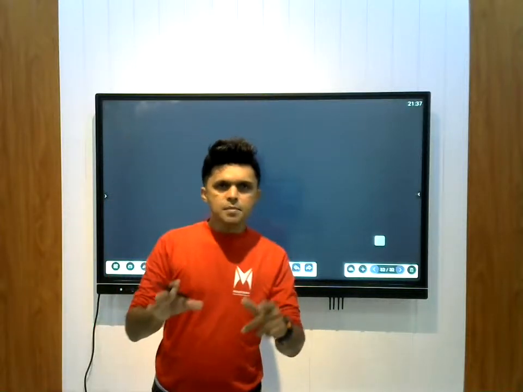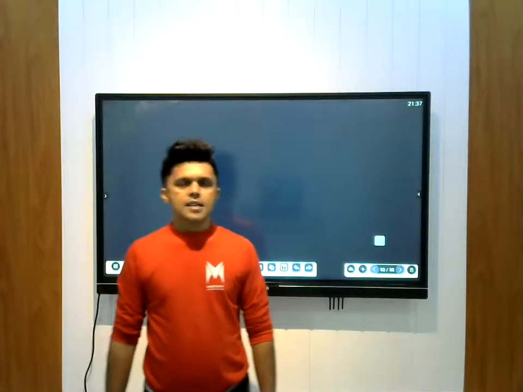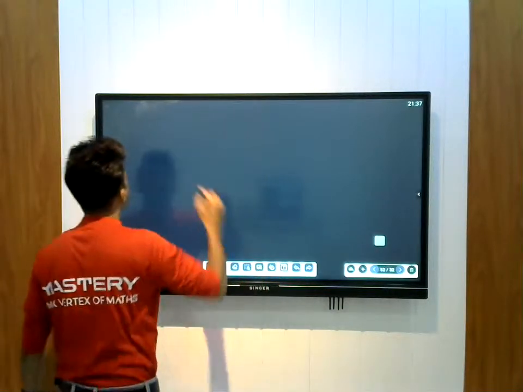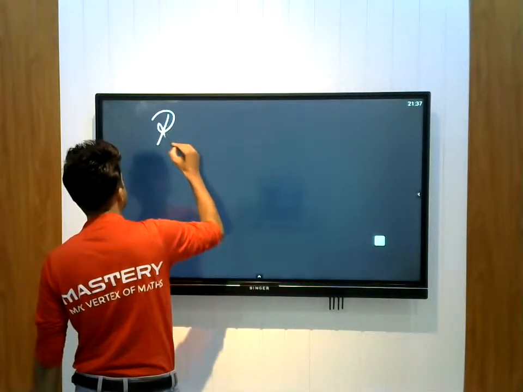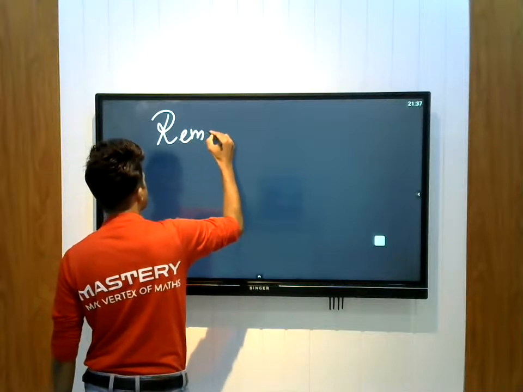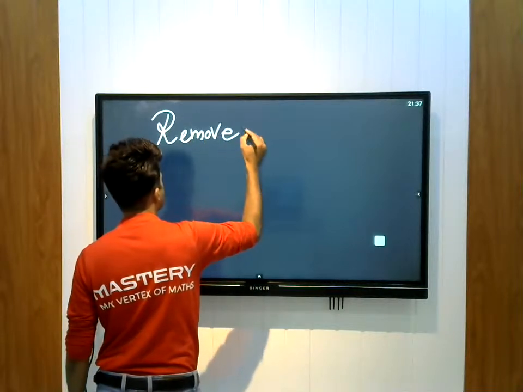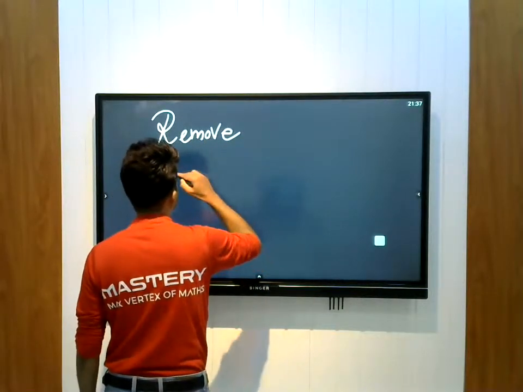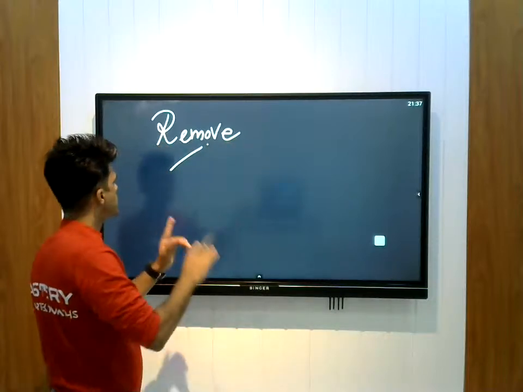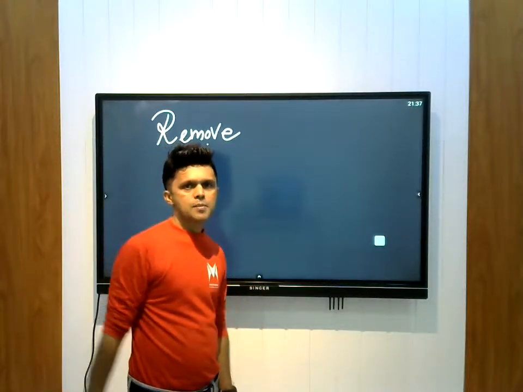Remove brackets and simplify. You need to remove the brackets and simplify.